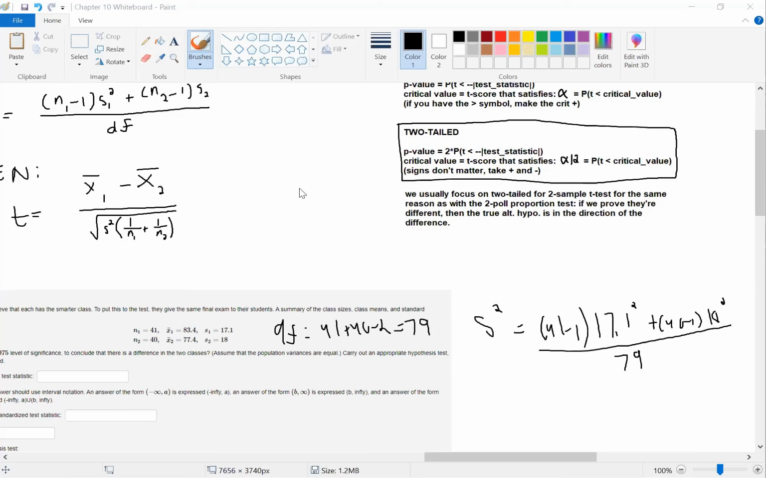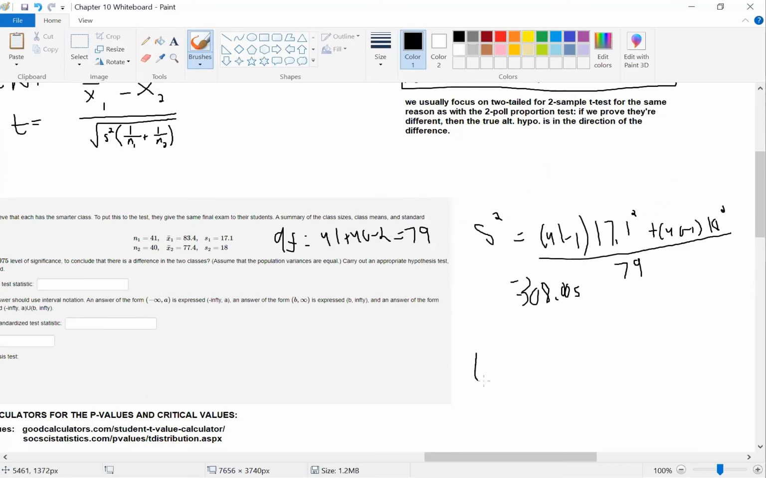Our variance is 308.005. We can stop it there because it's nothing but tiny numbers after that, because we literally have a 0 right afterwards. So 308.005. Now we can get our t-score.